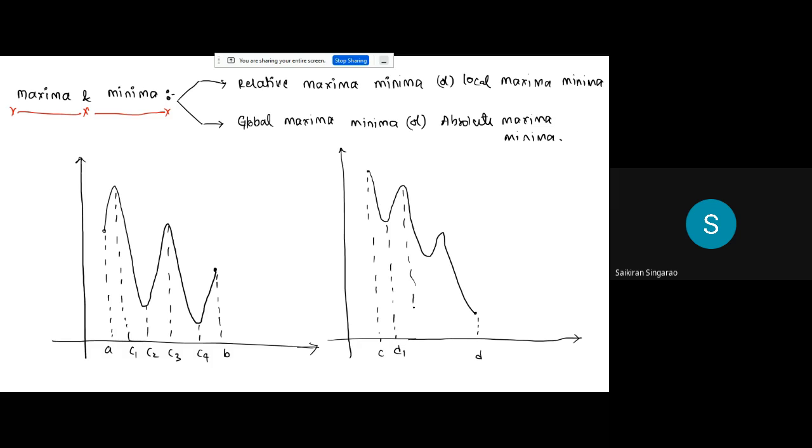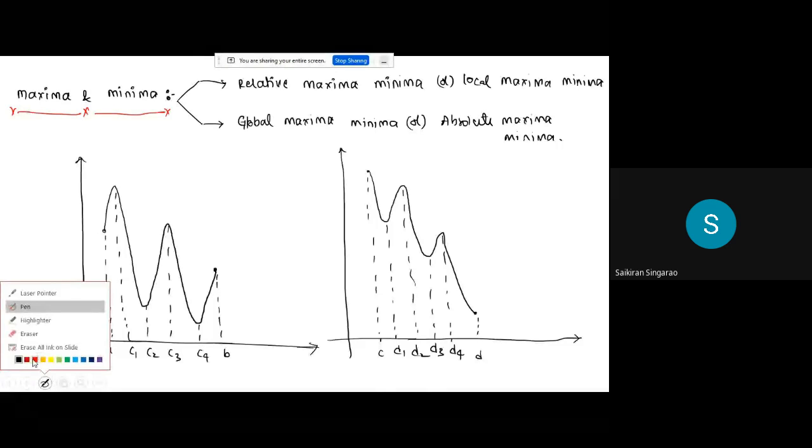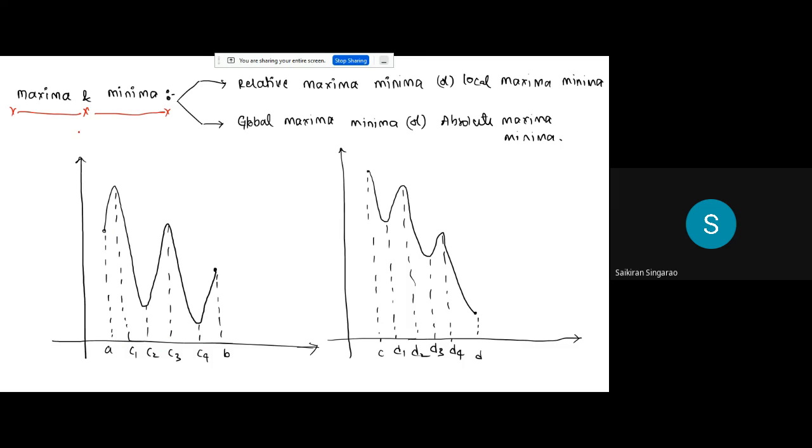Let me call this D2. Let me call this D3. Let me call this D4. Right? Now, can you tell me what are the maxima minima points here in this particular f of x graph and g of x graph? In this particular f of x graph, can you tell me what are maximum points, like where you have maximum points?